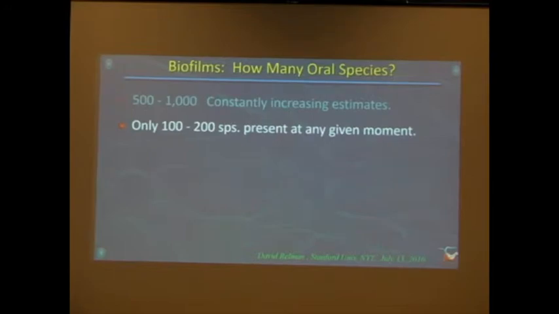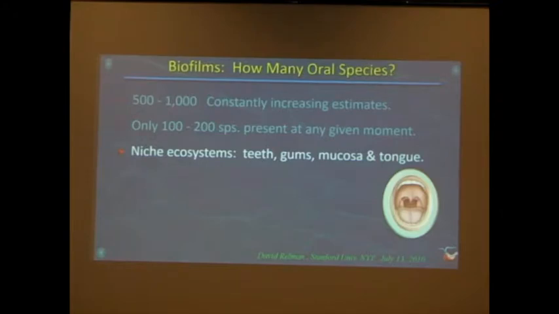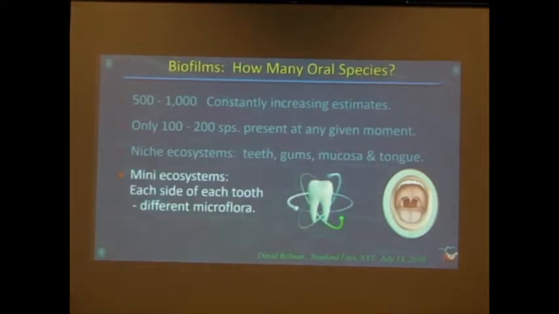At any one time, you only have about 100 to 200 of those species in any given individual's mouth. These bacteria are highly adapted to their environment. They have what we call niche ecosystems. So you'll find a different flora inhabiting the teeth, the gums, the mucosa, the tongue, and even different sides of a single tooth will have their own specialized microflora. You can find one set of bugs growing on the lingual side of an incisor and a completely different set, well, not completely, but a markedly different set of bacteria living on the facial aspect of the same tooth. They are that highly adapted to their particular environments.